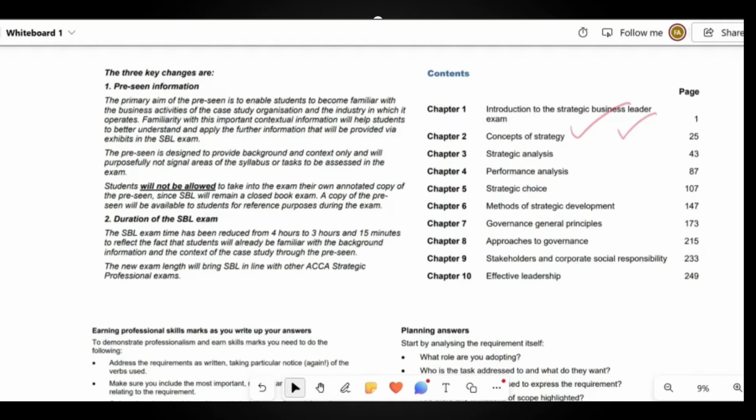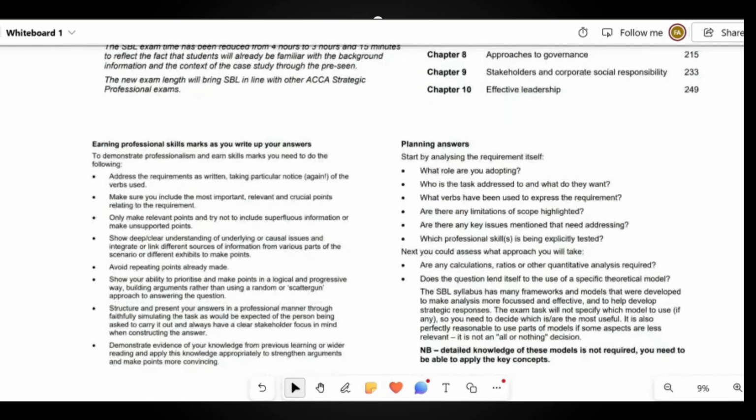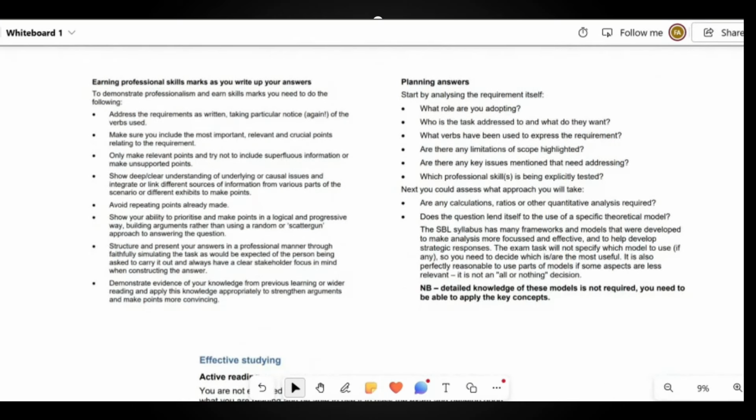But before that, we will see some pre-seen information. I hope all of you are aware of the exam format and how they are going to test you in the examination. You have to familiarize yourself with these things about SBL, and it will be helpful. We keep discussing updates and possibilities, how you can make answer plans, how to start planning, and how you have to answer the question.